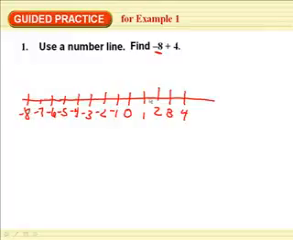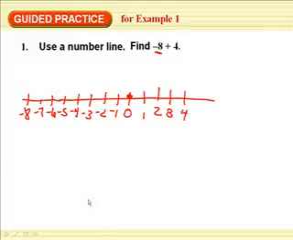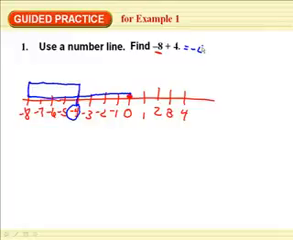Alright, so the first thing I do is I start at 0. Maybe I can make it a different color. Let's make it blue. So I'm going to go -8 this way, because it's negative. And then I'm going to come up and show that I go back to the right 4. 1, 2, 3, 4 places, which puts me right here at -4. Kind of like that blue color. So the answer to -8 plus 4 using a number line is -4.